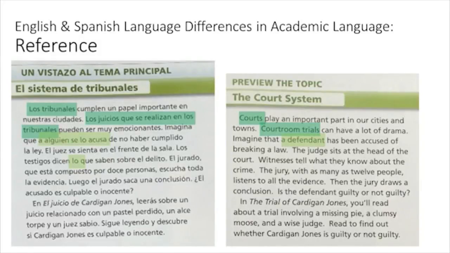The other point here is notice that there is a second lo. So lo is a way in which to reference back. Students learning Spanish academic language have to understand that lo does not mean the same referent every time. And so that is something very particular to Spanish academic language.